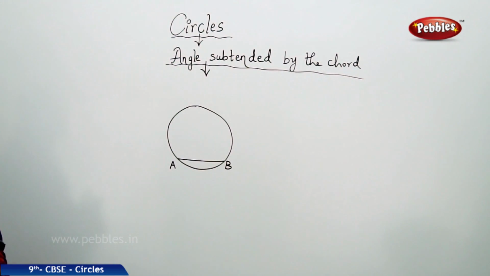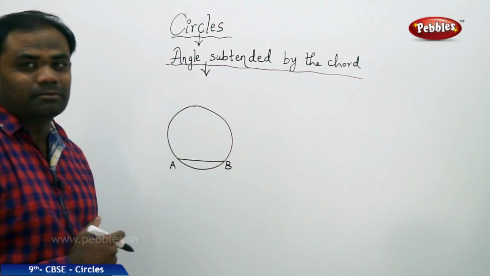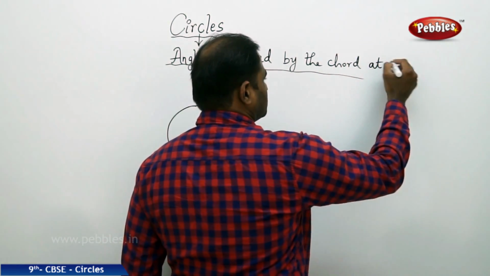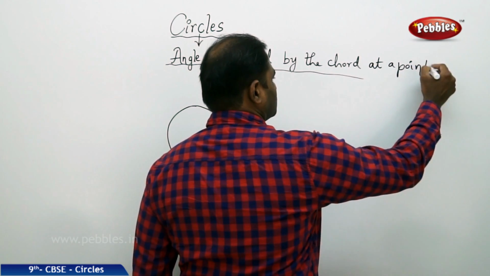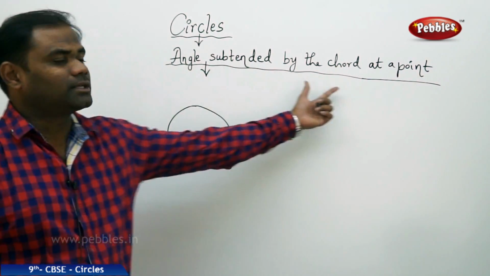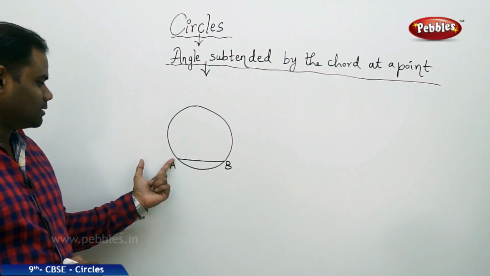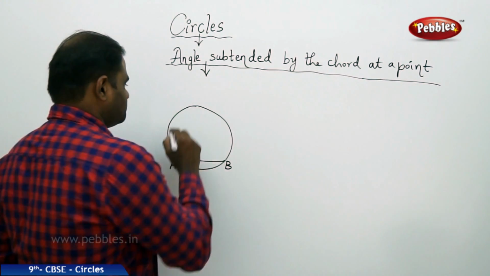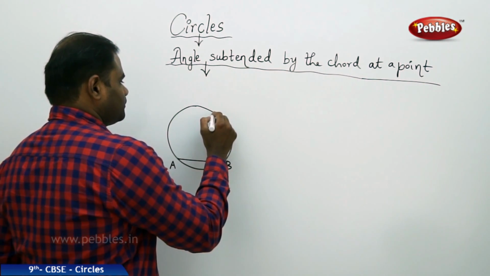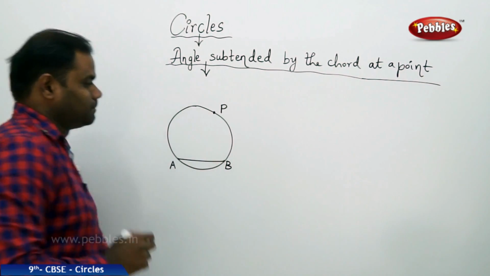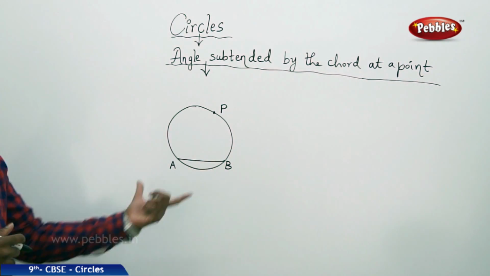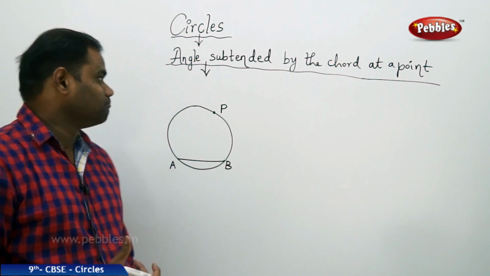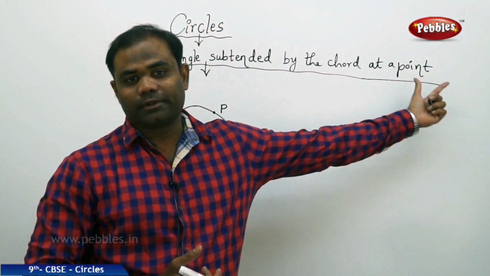In this case, we understand the angle subtended by the chord at a point. Angle subtended by the chord at a point implies, if I take a circle with the chord AB out here, then let me take a point P on the circle. Now let's see what is the angle subtended by this chord with respect to the point P for the given circle.